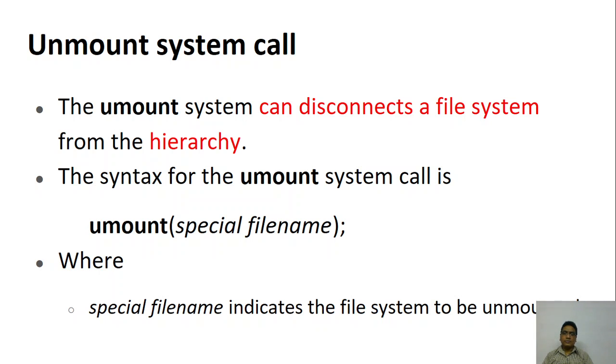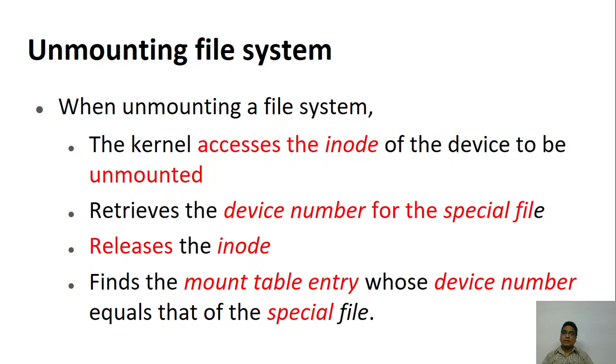To unmount it, you just say umount and specify the special file name that you want to unmount. So your command is very simple: umount followed by the name of that special file that you are using. Now there are a few things that you must understand that Unix is doing. When you unmount a file system, Unix is going to access the inode of the device that needs to be unmounted. Remember why this inode has come into picture.